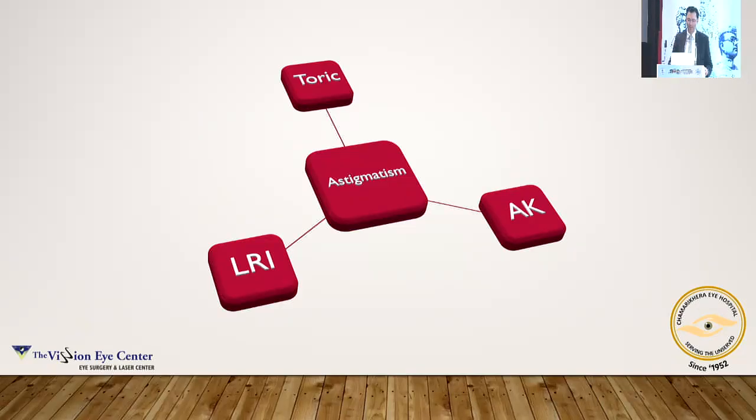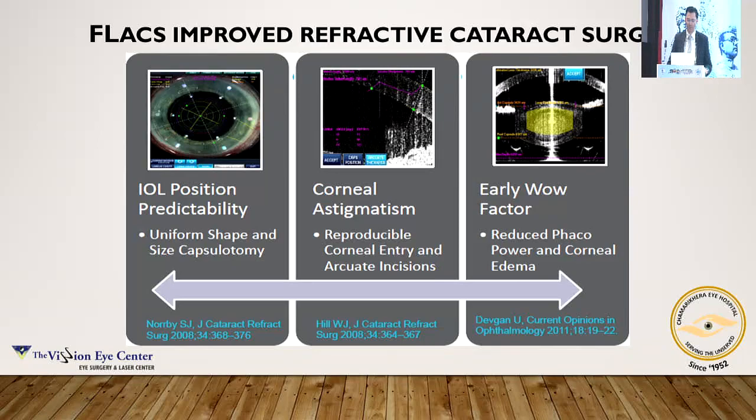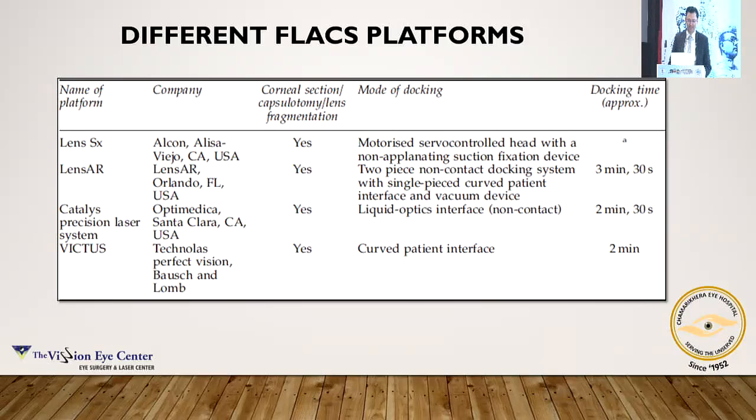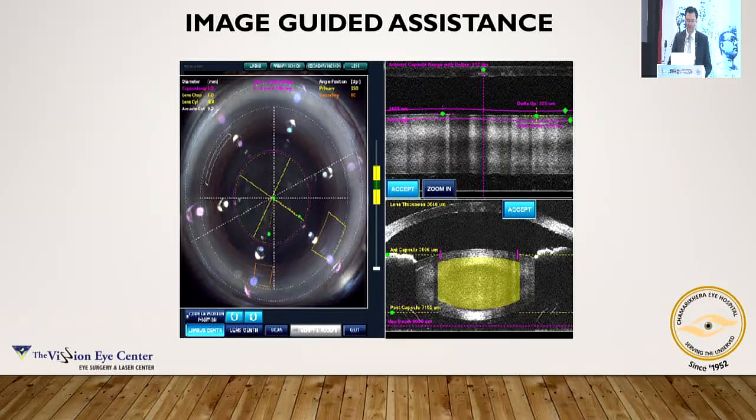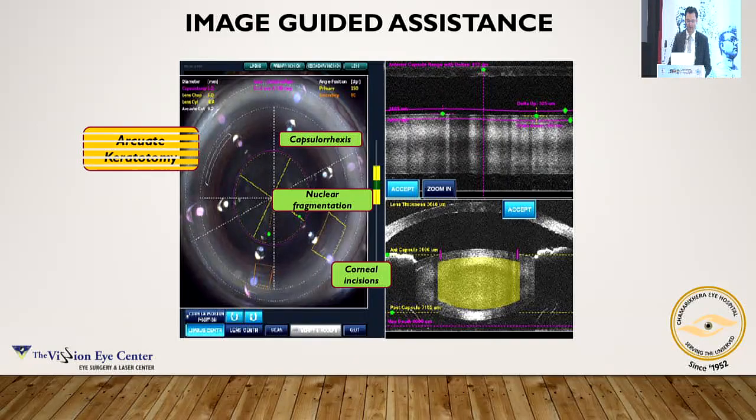So 3 basic ways in which we can correct astigmatism: toric, LRIs, and arcuates. We know that FLACS has improved refractive cataract surgery outcomes over time. There are different FLACS platforms that are present: the LensX, Catalyst, LensAR, and the Zeiss. All of these have inbuilt softwares which we can use to take care of astigmatism in different modalities. So the image guiding assistance, as we know, there are the corneal incisions. I've marked them out for you so that it becomes much easier for us to see. Then you have the nuclear fragmentation, the capsulotomy, and the arcuate incisions.